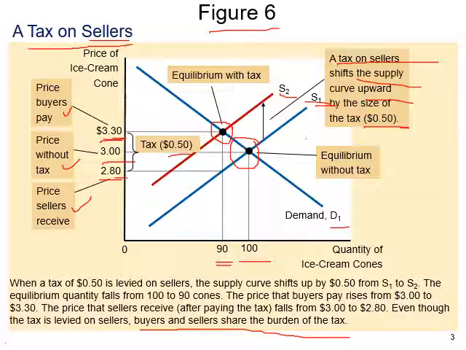So how does a tax on the seller affect the market outcome? Taxes discourage market activity by imposing a tax burden on the buyer and the seller. Buyers pay more, they are worse off. Sellers receive less, they are worse off. Overall, the effective price would fall.